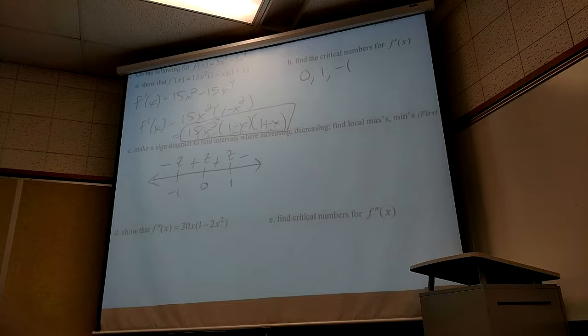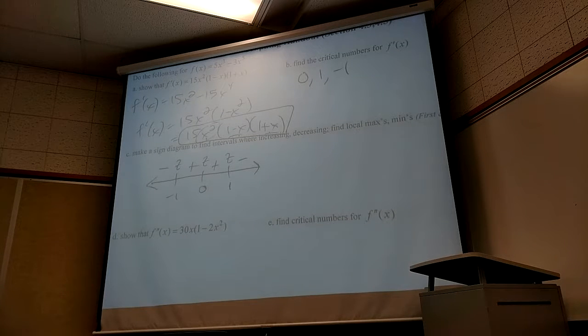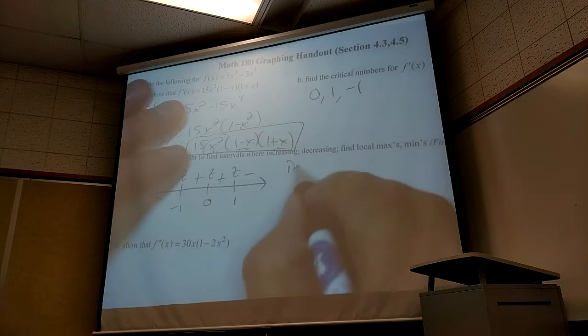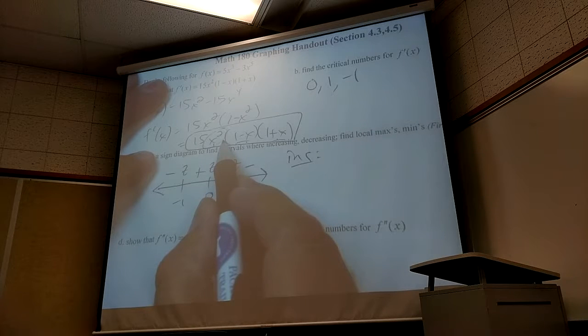Or you plug in something from each region if you don't understand multiplicity. It takes a few more seconds, but does everybody see that? So that's why I can now say where it's increasing, because these are from the first derivative, which tells me the slope, which tells me increasing, decreasing. So where's it increasing?